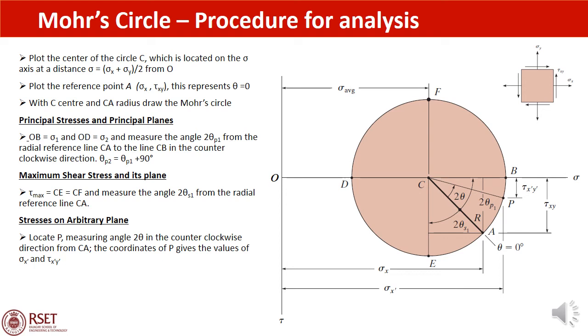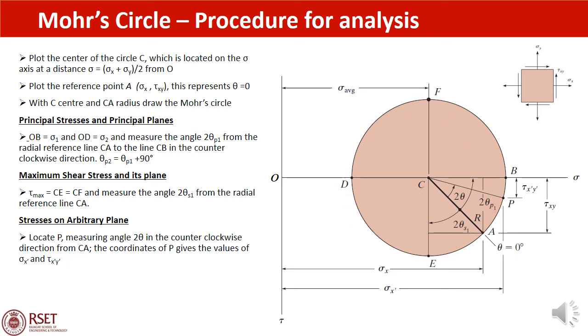The center C of the Mohr circle is located such that along the sigma axis, sigma equals (sigma x plus sigma y) by 2 from the origin. So this is the center of the Mohr circle. Next, plot the reference point A with coordinates sigma x and tau xy. So the coordinates of the point A are sigma x and tau xy. Now with C as center and CA as radius, we can draw the Mohr circle.